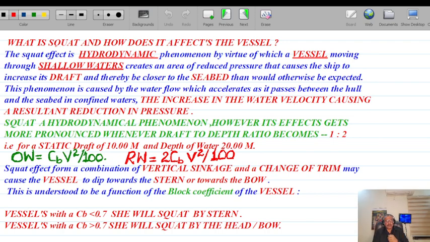For tanker vessels, because of the bulb and broader bow, you will find the CB of the tanker vessel will be greater than 0.7, and therefore she will squat by head or by bow. So I repeat again, vessels with a CB of less than 0.7 will squat by stern, and vessels with a CB of greater than 0.7 will squat by head or bow. I hope this point has been narrated clearly to you all. In case of any doubt, you can always come back to me.